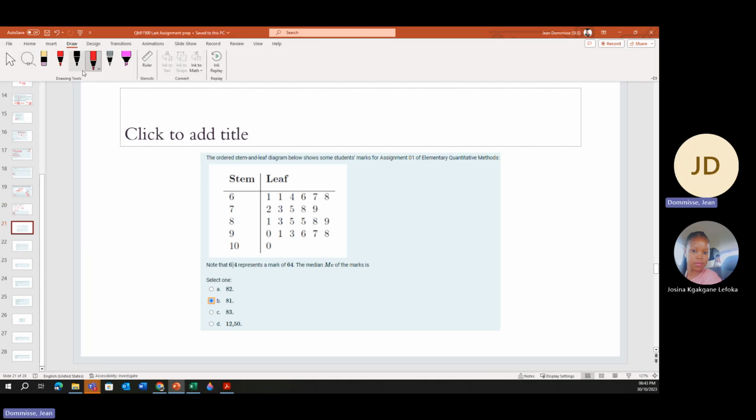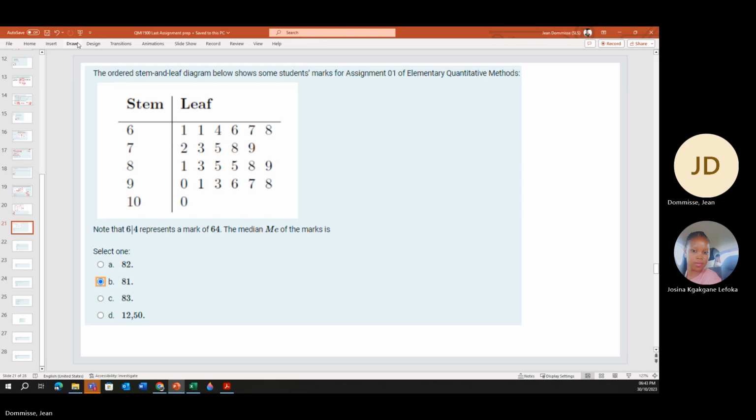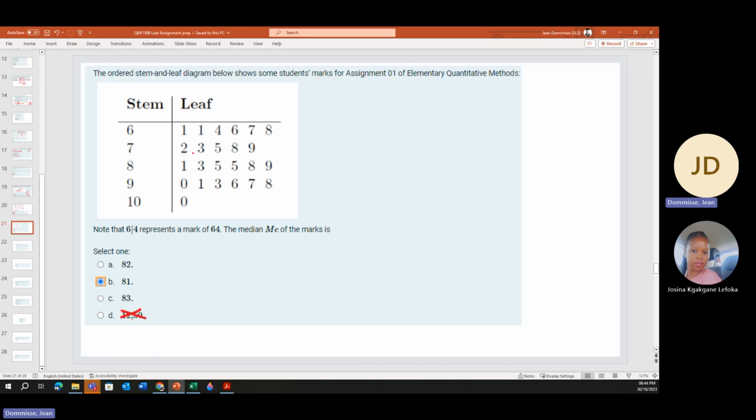Another one for the stats. Stem and leaf. So let's look at what is in the stem and leaf. They tell us, note that 6 and 4 represents the mark of 64. The median for the marks is, okay, so it is in order. Let's just check how many. We need the median, so it's in the middle. 1, 2, 3, up to 24. So there's 24 students. So we want it around 12 and 13.